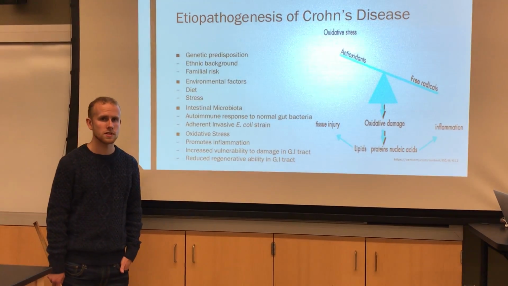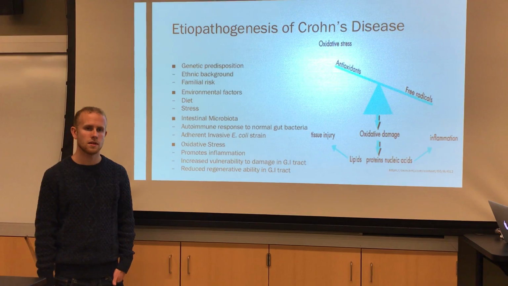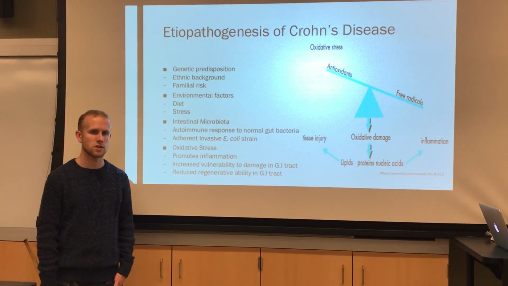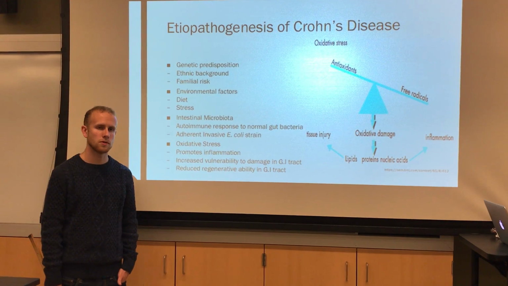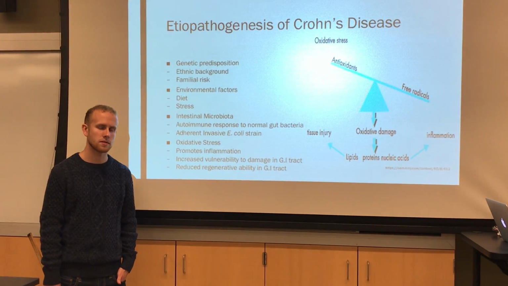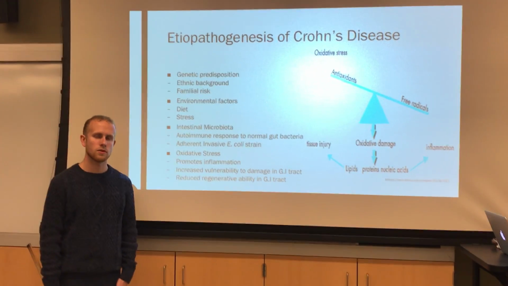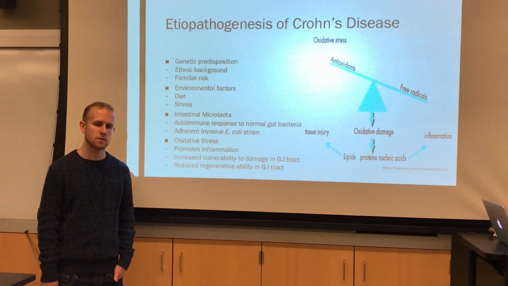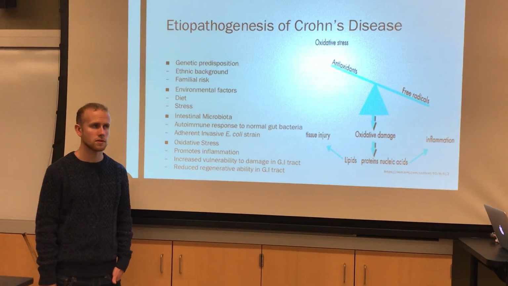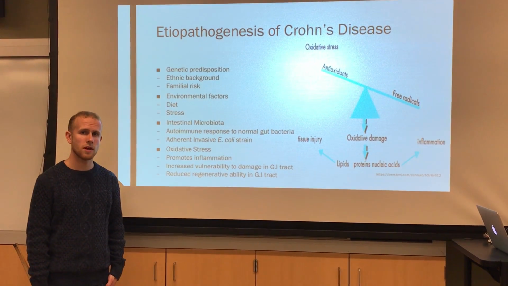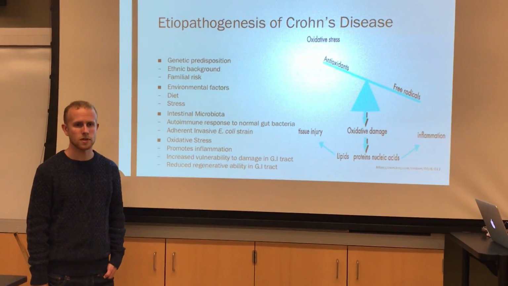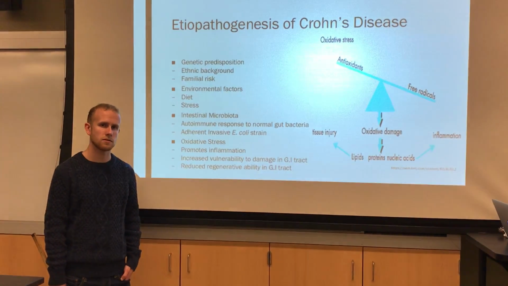Some pathology of Crohn's disease: there are genetic factors. It's a multifactorial disease, so genetics plays into it, with certain populations being more predisposed, such as Ashkenazi Jews and African Americans. Moreover, if you have a family member with Crohn's, you have a higher chance of inheriting Crohn's. Environmental factors also seem to contribute to the pathology of Crohn's. Stress, smoking, pollution, and diet all seem to factor in.